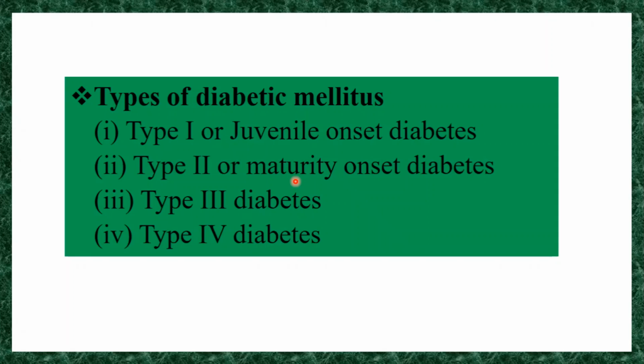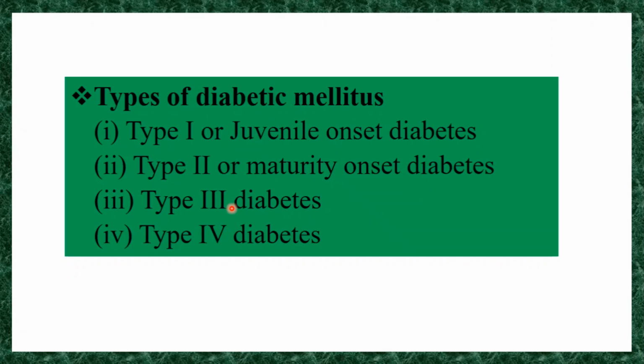The disease can be controlled by dietary regulation. So this type 2 diabetes can be controlled by dietary regulation, with or without use of anti-diabetic drugs. So this is about maturity onset diabetes. The third one is type 3 diabetes.